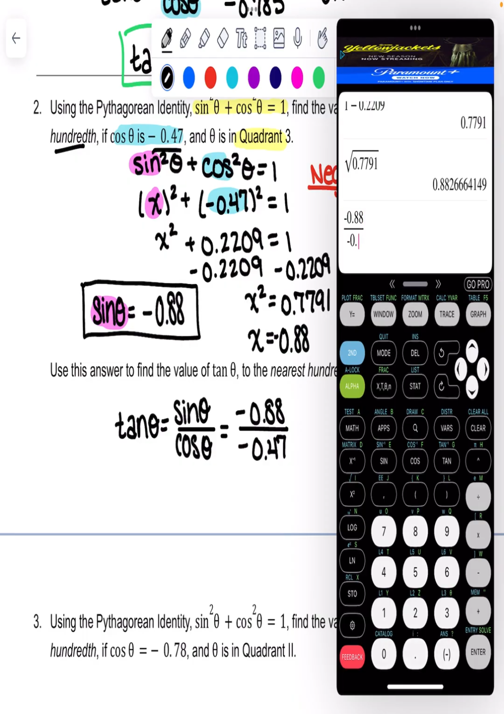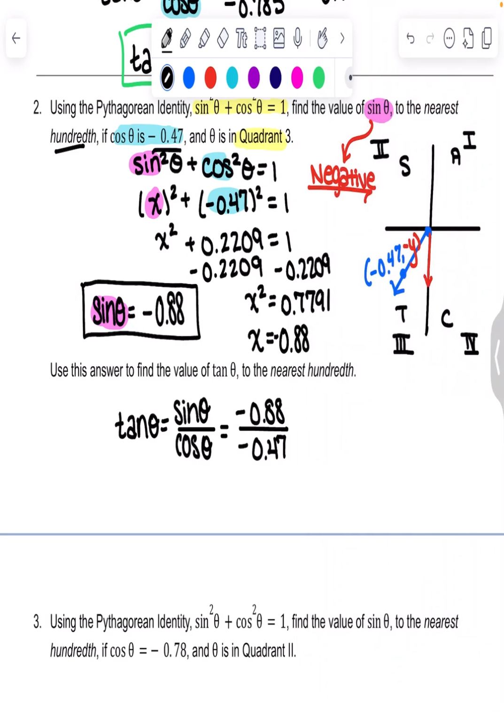I get 1.87 because they said nearest hundredth, and there's a 2 next to my 7. So nearest hundredth is 2 places, right? And we look to the right and we see there's a 2. So we're going to keep the number we're at. Equals 1.87. So the tangent of theta equals 1.87.